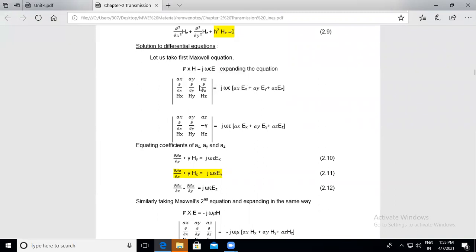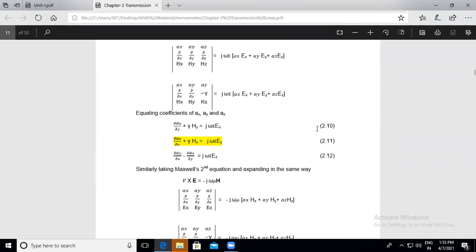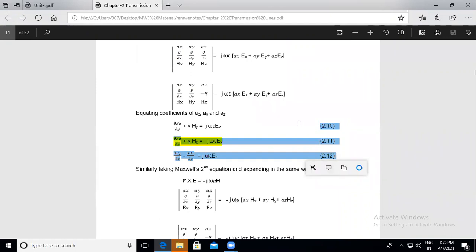Okay. Now substituting the value here, dou by dou Z, whatever we have taken as minus gamma there. So by substituting, simplifying and comparing the coefficients, we'll get the final equations as given in equations 2.10, 2.11, and 2.12.